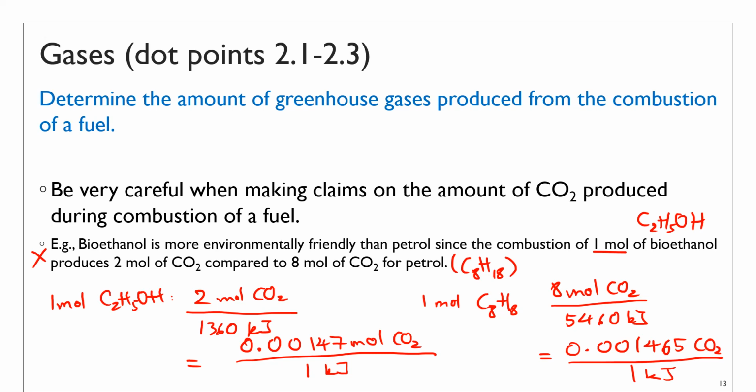You can say it's more environmentally friendly because you absorb some CO2 when you make bioethanol, but if you just think about the fuel, it's actually not very good. It gets the same amount of CO2 per kilojoules. So be very careful when you're making claims relating to amount of CO2.